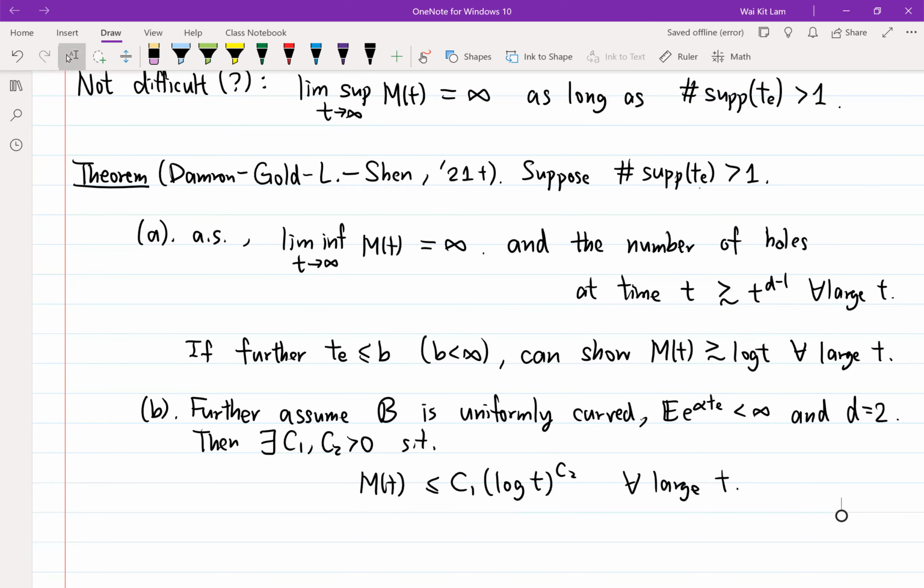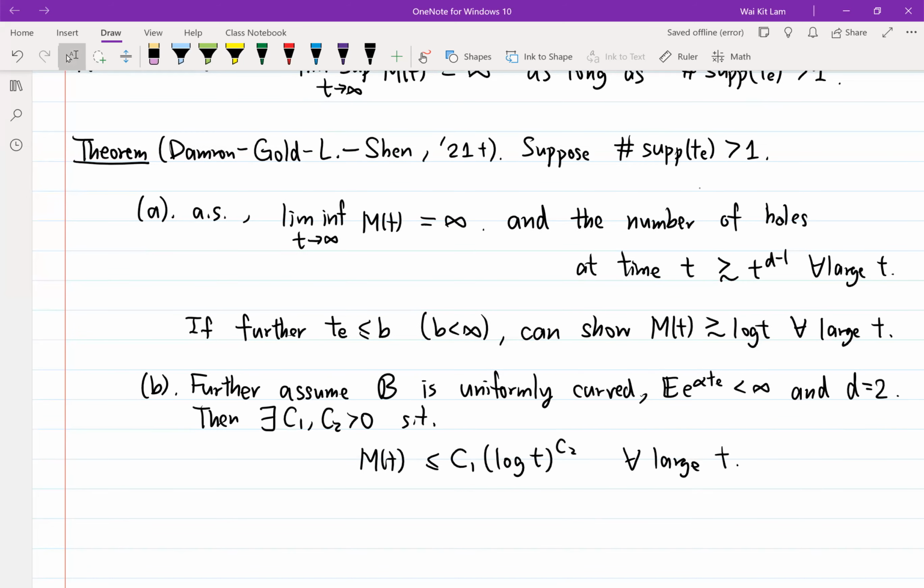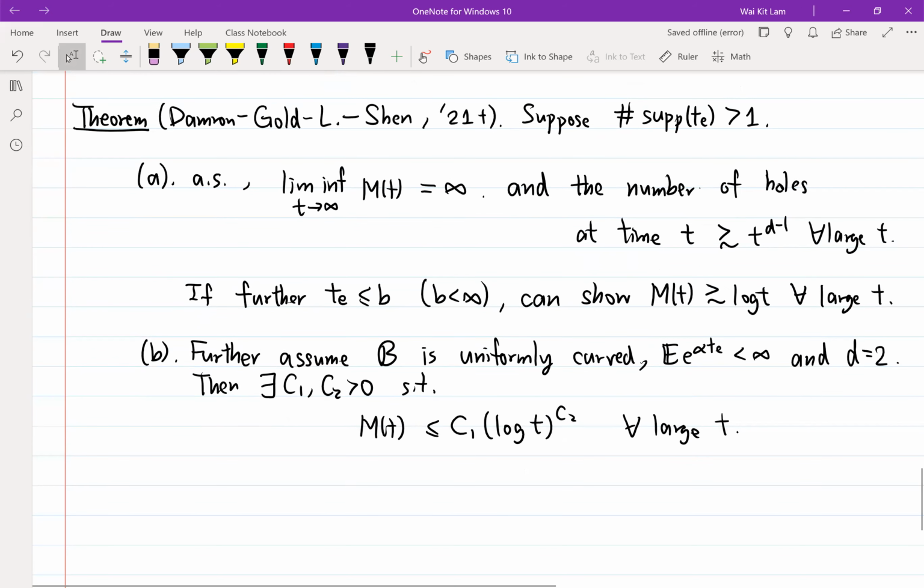So basically, here, if you believe that the limit shape is uniformly curved, and if you further assume that the edge weights are uniformly bounded by some non-random constant, then you see that the size of the largest hole is somewhere between log of t and log of t to some power. Of course, it would be good if this C2 can be taken as 1, but we couldn't quite show this, up to this point. So, yeah, this is what we can show.